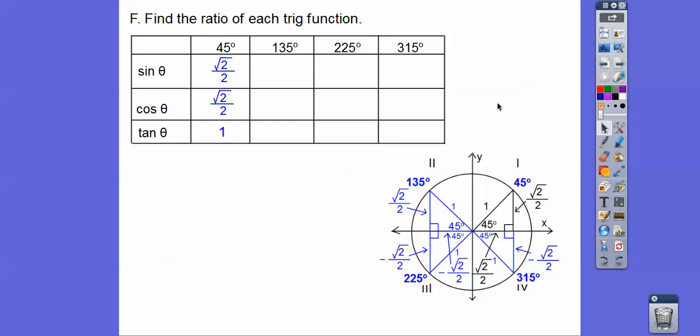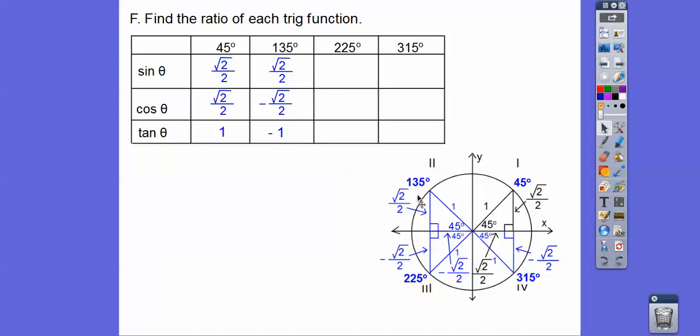Okay, let's do 135. Okay, so the sine is going to be opposite leg, which is root 2 over the hypotenuse. The cosine is going to be the adjacent leg, which is negative root 2 over the hypotenuse. The tangent is going to be opposite over adjacent. Okay, a positive divided by a negative is a negative. Okay, so it's negative 1 right there.